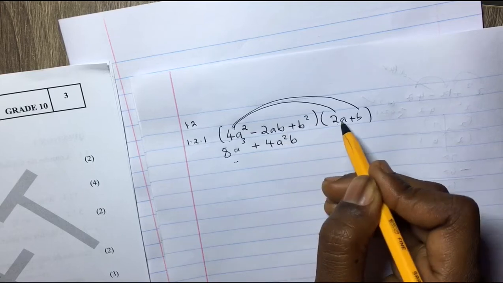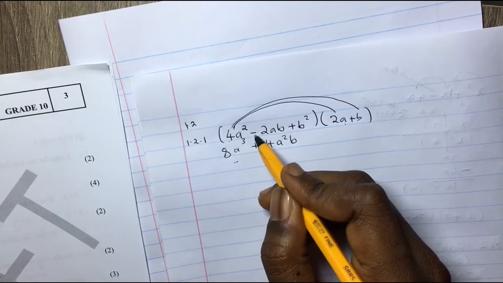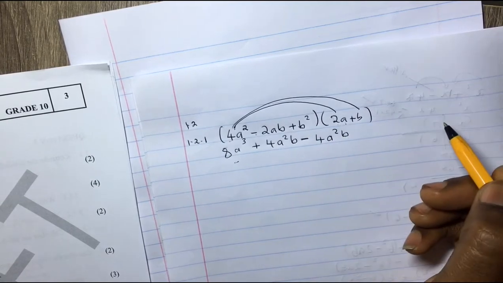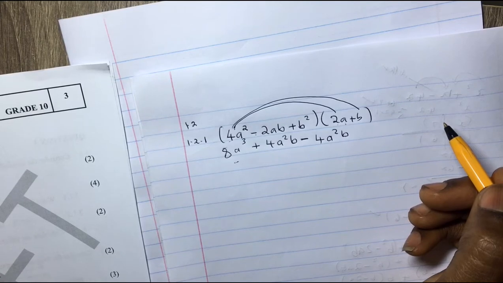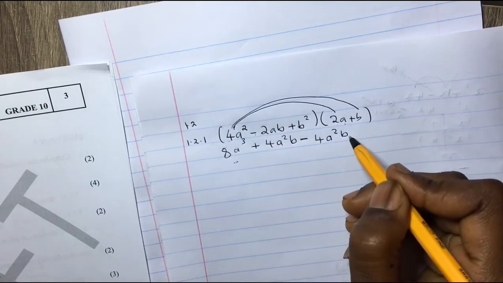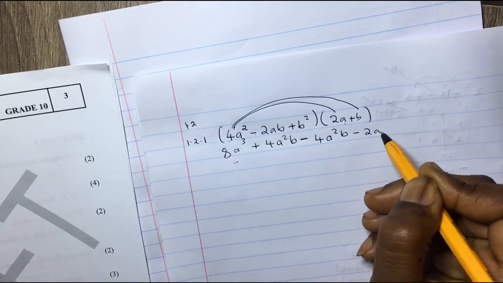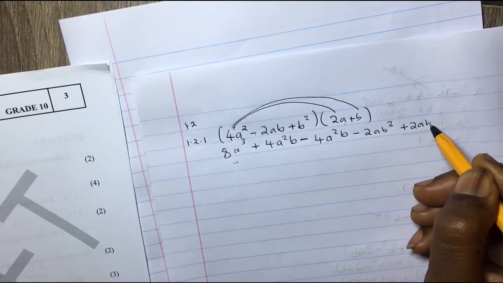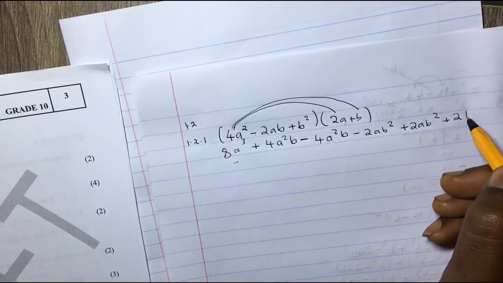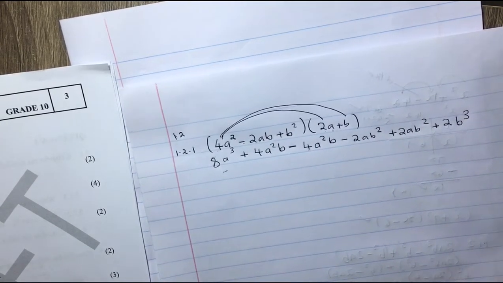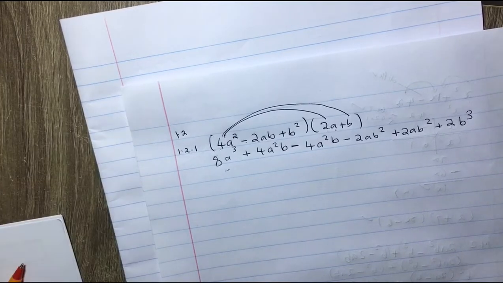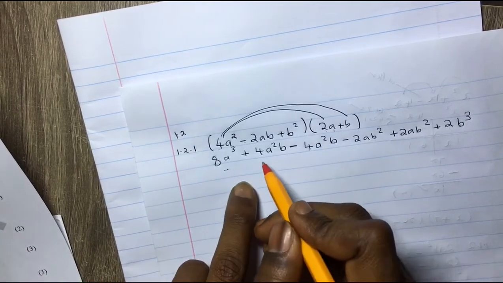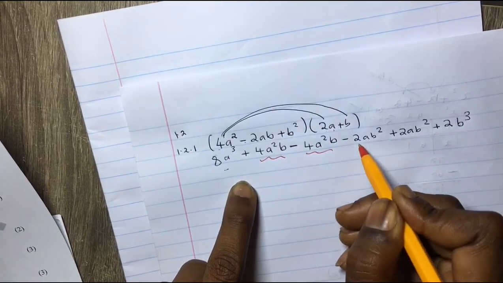Minus 2ab multiplied by everything in the second bracket. So a negative and a positive will be a negative 4a squared b. Just be careful with the signs there. All right, and then minus 2ab squared, and then we do the last one, plus 2ab squared plus 2b cubed. And then we identify with the other pen. We identify the like terms. So obviously this and this are like terms, and this are like terms.